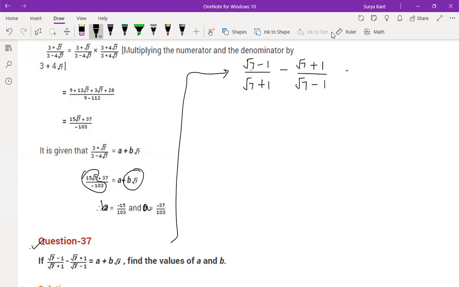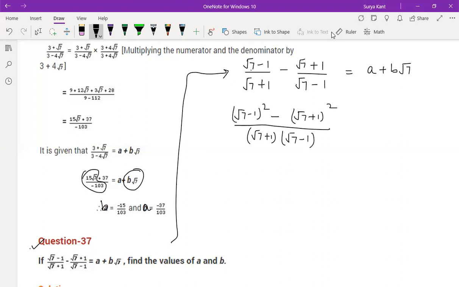Let me try it without rationalizing, because here we can see root 7 plus 1 and root 7 minus 1 coming, and this is subtraction, not multiplication. So we can take the LCM, and the answer will also come, not a problem, but we can do it this way too. So root 7 minus 1 whole square minus root 7 plus 1 whole square. Can we do it like this?